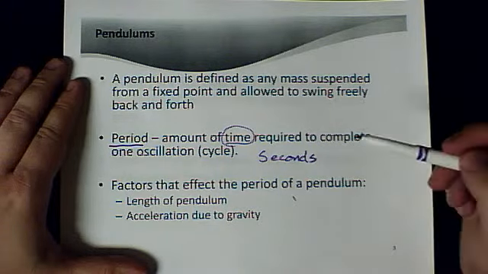Factors that affect the period of a pendulum are the length and the acceleration due to gravity, which is why the equation for the period of a pendulum, the period is equal to the square root of the length of the pendulum divided by little g, because these are the only two things that affect the period of a pendulum if we ignore friction and the mass of the rope. So that's pendulums.